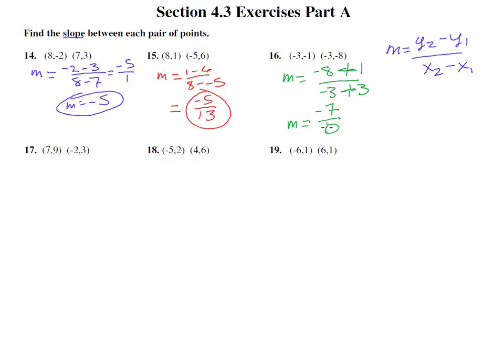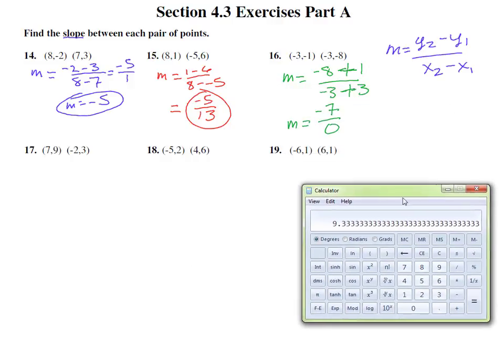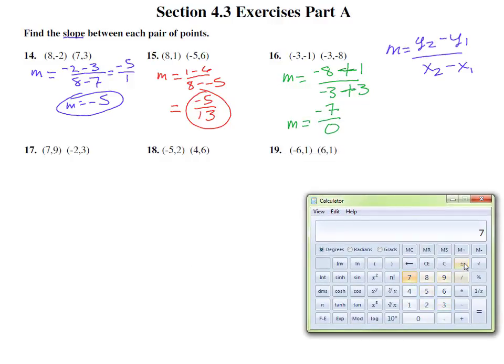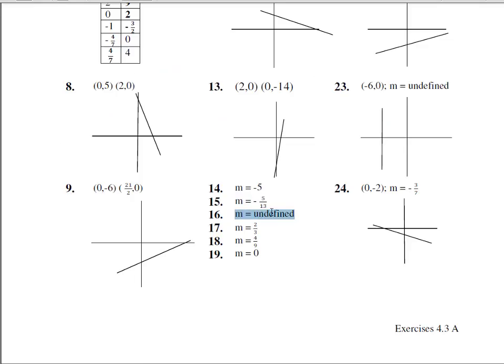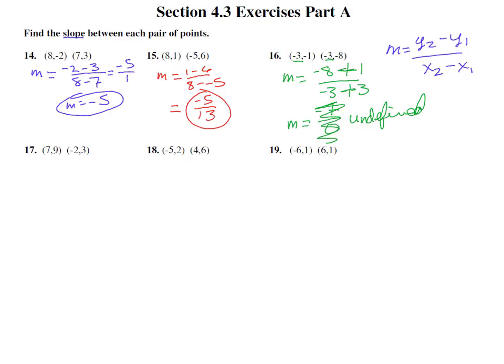Now, if you've forgotten if this is 0 or undefined, let's get our calculator out and see what we have here. Negative 7 divided by 0 equals, cannot divide by 0. This is an error. Yeah, this is a vertical line, and it is undefined slope. So the slope is undefined. Let's double check that answer. We do have the slope is undefined. Good.